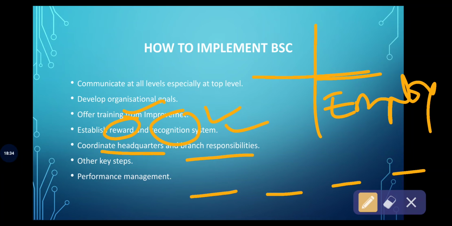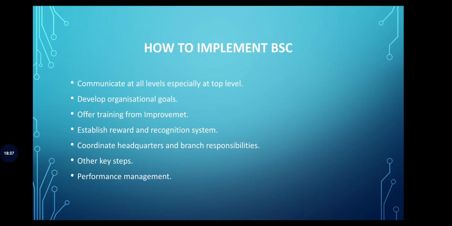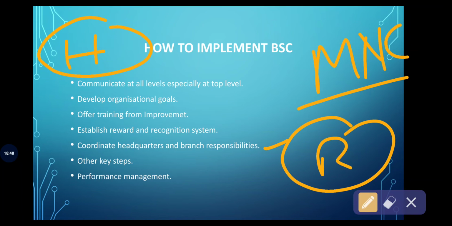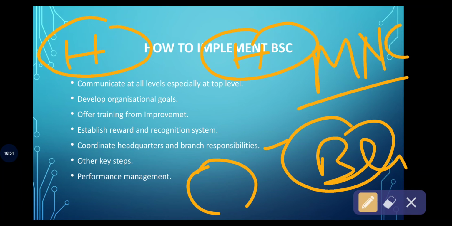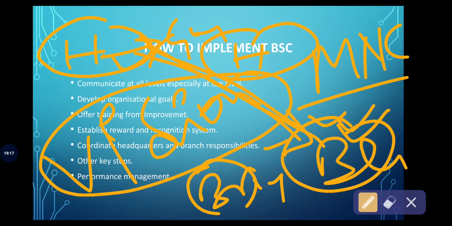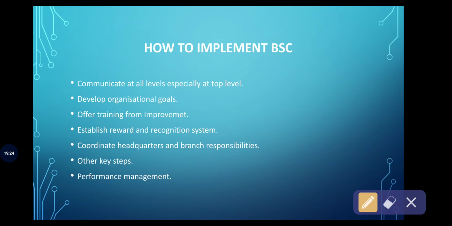Next is coordinating the headquarter and the branch responsibilities. Here they're talking about MNCs. If your organization is an MNC, in one country there will be a headquarter, and in another country there will be branches, or in one state there will be a headquarter and in another state there will be branches. Whatever goals are fixed by the headquarter must be supported by the branch officers also. There should be collaboration and cooperation between the headquarter and the branch companies so that we can achieve the vision together. Unity is strength, right? Working together makes it very easy and fast to achieve the vision. So coordination should be there.